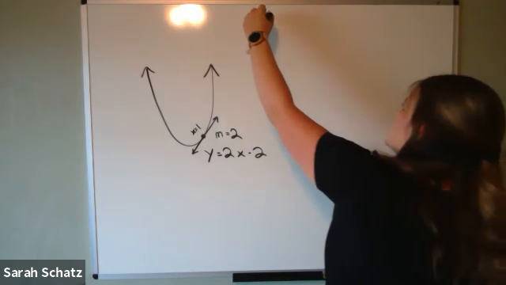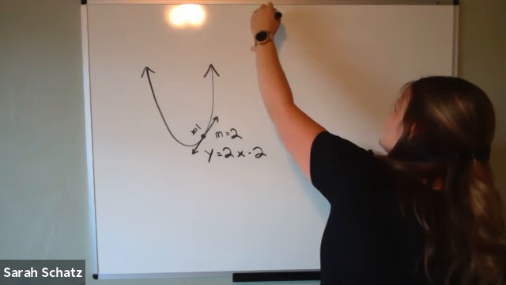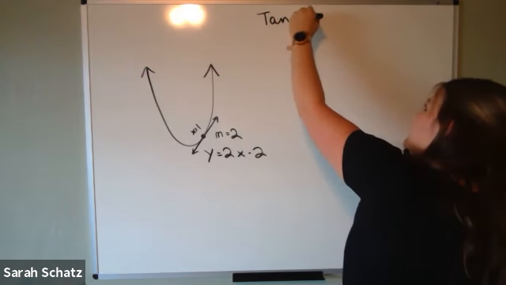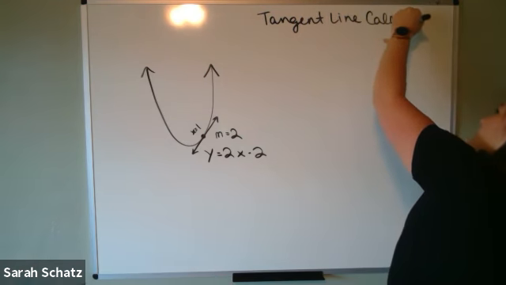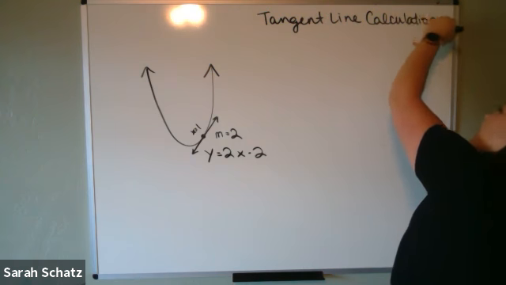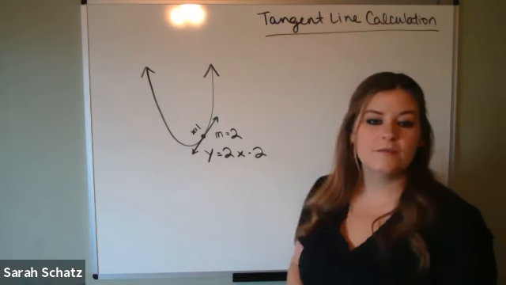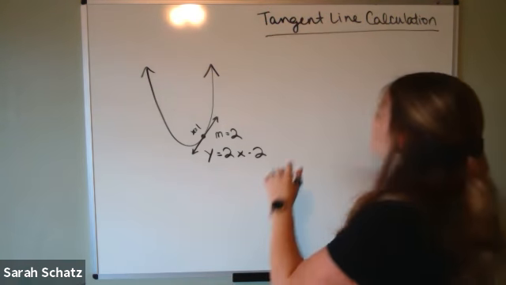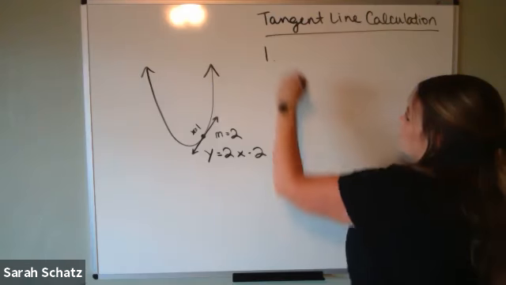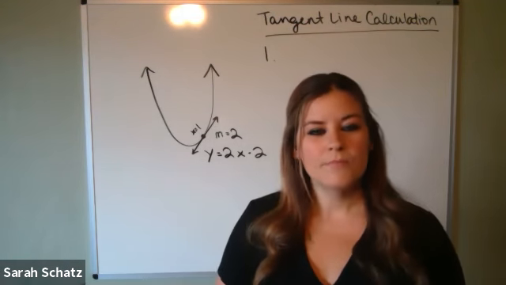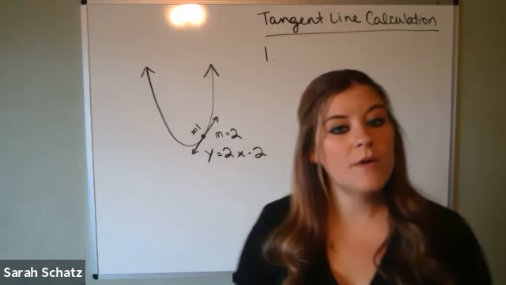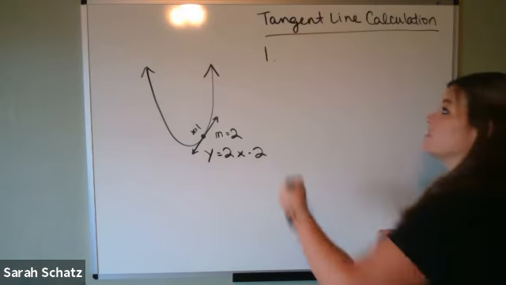So let's see, let's call this tangent line calculation. All right, so steps for a tangent line calculation. First of all, I guess you would write out the instantaneous rate of change formula.